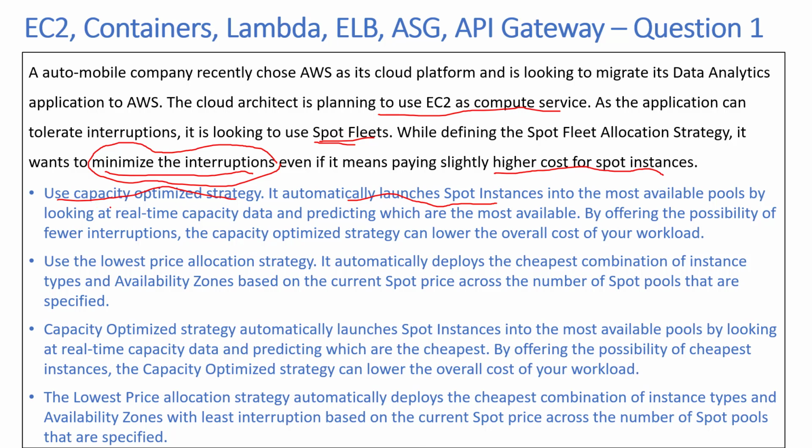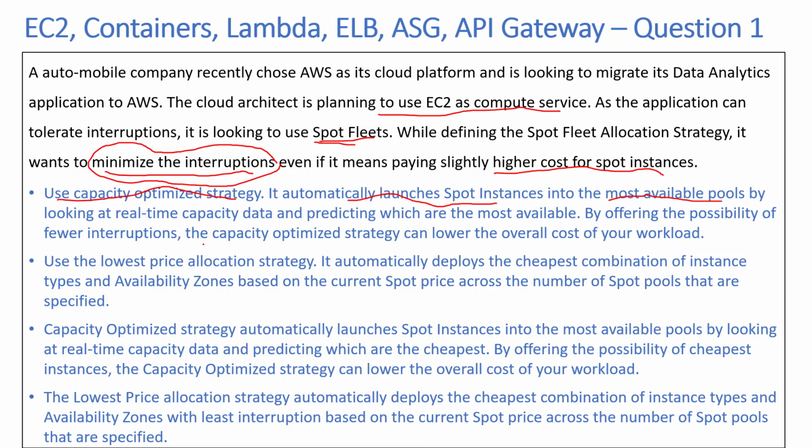So what capacity optimized strategy does is it looks at which kind of instances and availability zones have the most available pools, because if there is a larger pool, that means there is very less possibility of a spot instance being terminated, compared to the lowest price allocation strategy. In the lowest price allocation strategy, what happens is you get the EC2 instances with the lowest price, and if they have a lower pool available in that availability zone, it will interrupt.